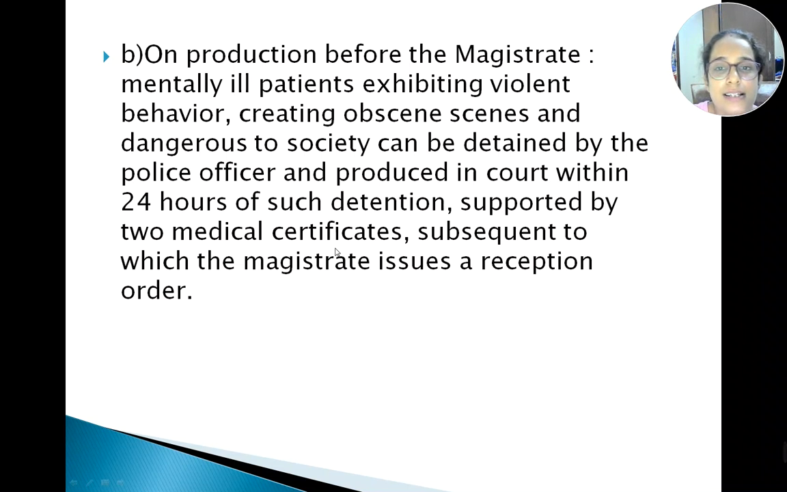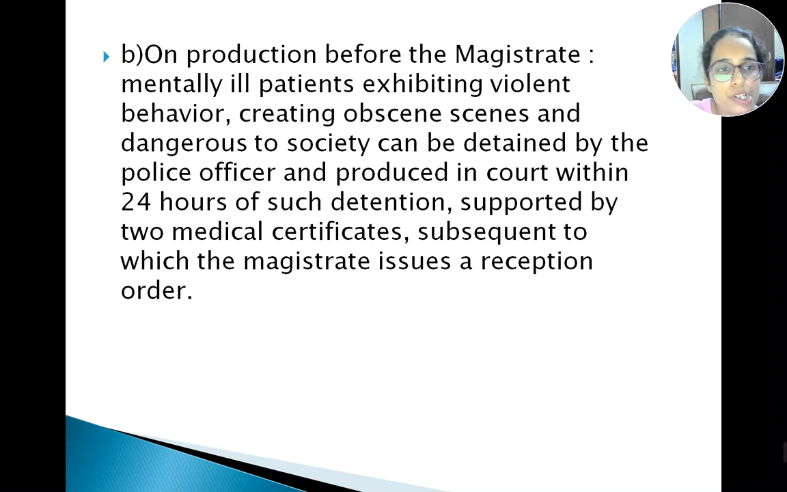This is an example: sometimes on the roadside we see a person whose mental condition is not stable, roaming here and there and creating nuisance in society. So what the police will do is take the person to the nearest psychiatric hospital. It may happen at night, for example. We can't leave the patient untreated, we have to treat the patient.